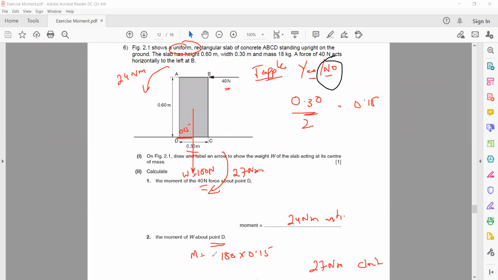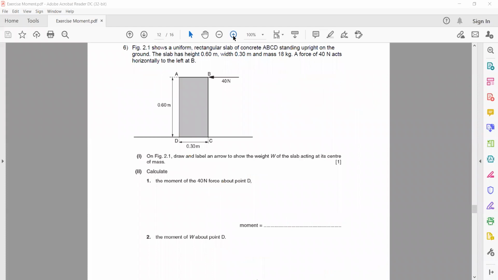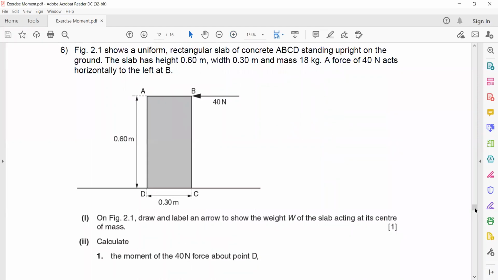Is it clear, this example? Any question or any doubt in this part? It's a similar question to the one about the elephant, but instead of the elephant, they just changed to a 40 Newton force.